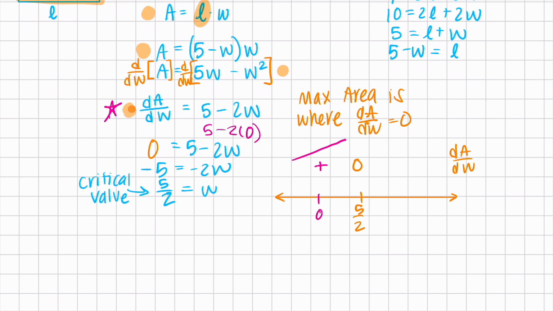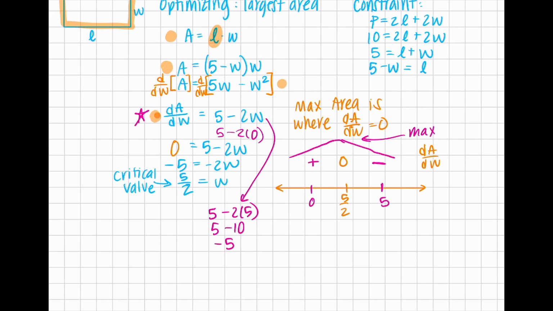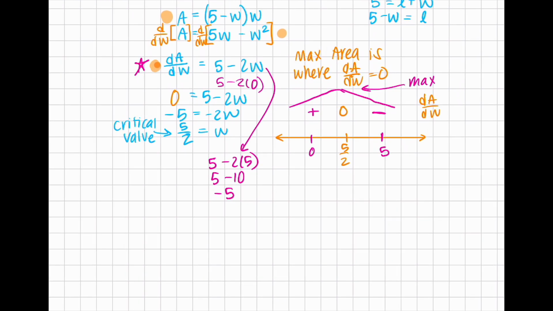Let's check something greater than 5/2. Maybe we'll try 5. If I plug into my dA/dW equation, I get 5 minus 2 times 5, which is 5 minus 10, which is negative 5. So that shows that my A of W is decreasing after 5/2. So that means that at 5/2, I am going to have a maximum. So my max area is when my width is 5/2. So I'm going to say width is 5 halves.